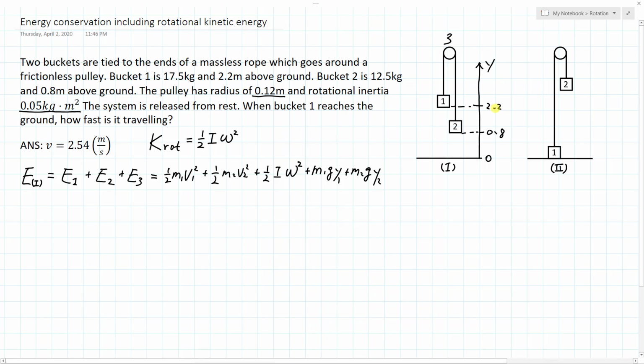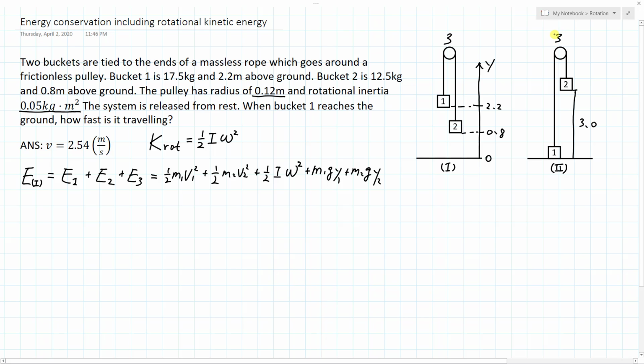So let's see, if bucket 1 comes down 2.2, then bucket 2 has to go up 2.2, right? So in this diagram, that distance here should be 0.8 plus 2.2, so 3.0 meters high. That's how high bucket 2 has been pulled. So that's also a 3 for the pulley.